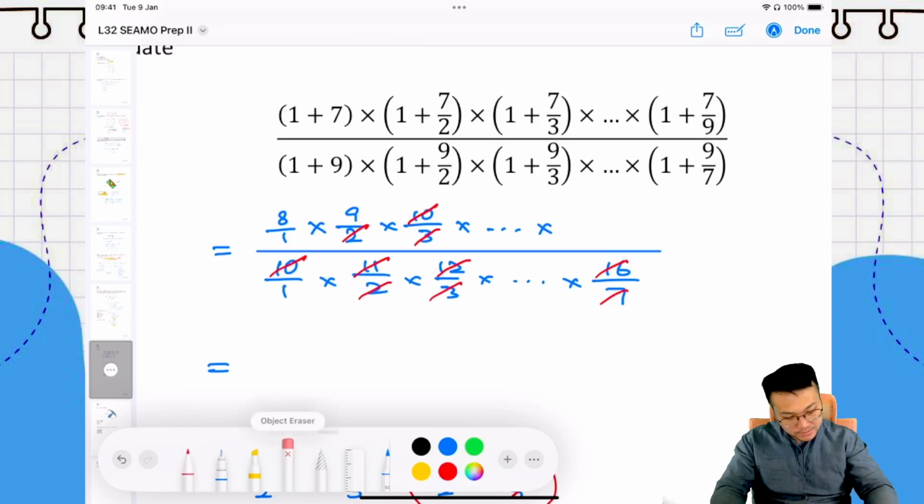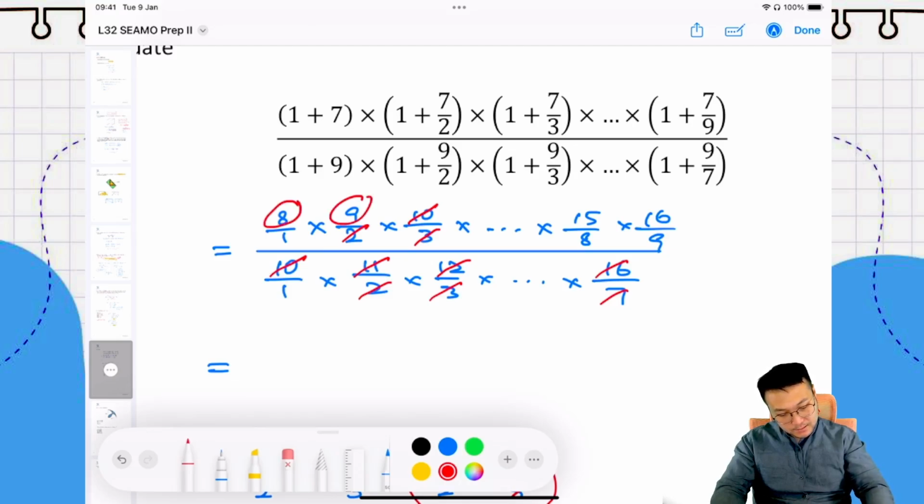Let me write down something extra. You cannot cancel 8 and 9, right? But you can cancel 2 until 7. Now, what are you left with? You are left with 8, 9, 15, 16 divided by 8, 9. Wait, hold on. Do you notice that the 8 and the 9 can be cancelled out here? Right? And what else are you left with?